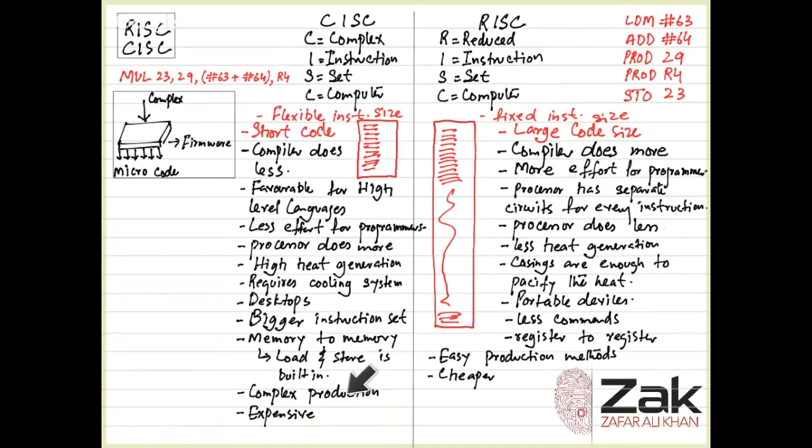Complex production, obviously, when you have such complexity, so you would have a complex manufacturing process. The production process would be complex as well, and then it is expensive as well. Over here, processors are not that expensive.